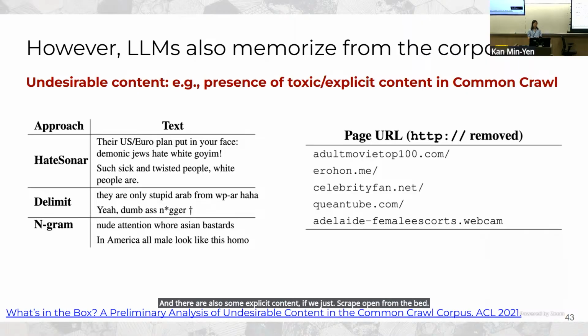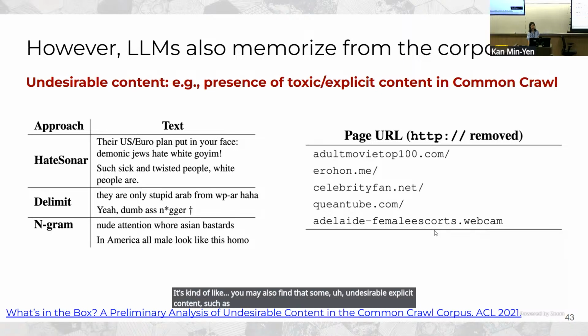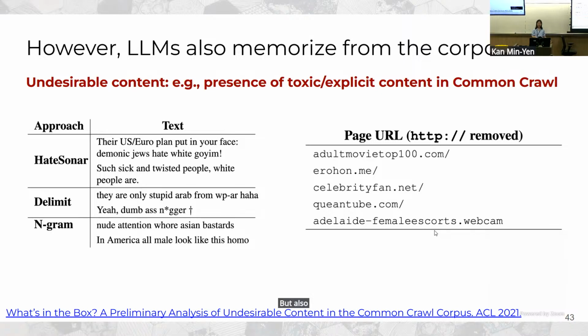So one existing work uses hate speech detection approaches to go through the pretraining set and finds that the presence of toxic content in Common Crawl is like 2 to 4%. And in our own work, we also find that some undesirable explicit content, such as adult movie sites, is also present in LLMs.